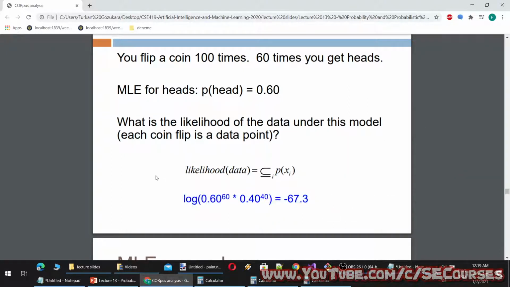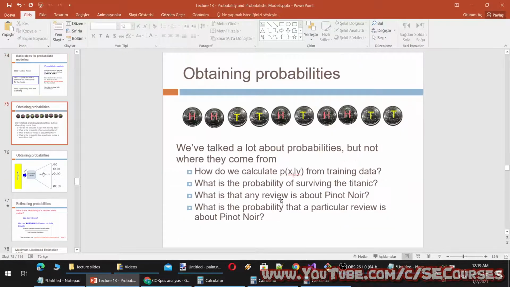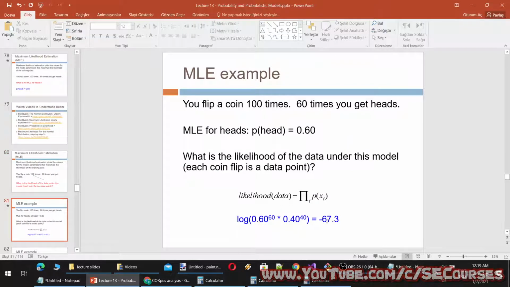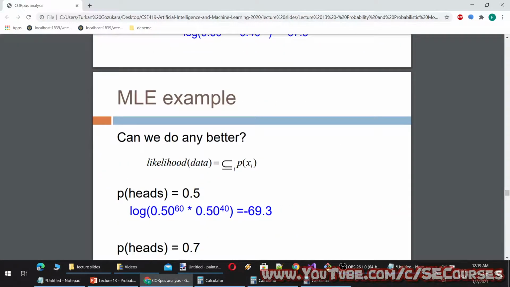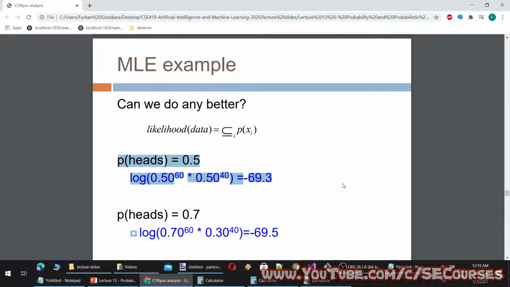Log(0.60^60 * 0.40^40) equals minus 67.3. Let's see if this is true. Yeah, okay. Can we do any better? P(heads) equals 0.5: log(0.50^60 * 0.50^40) equals minus 69.3. Okay, so this is the probability of head and this is the probability of tail.